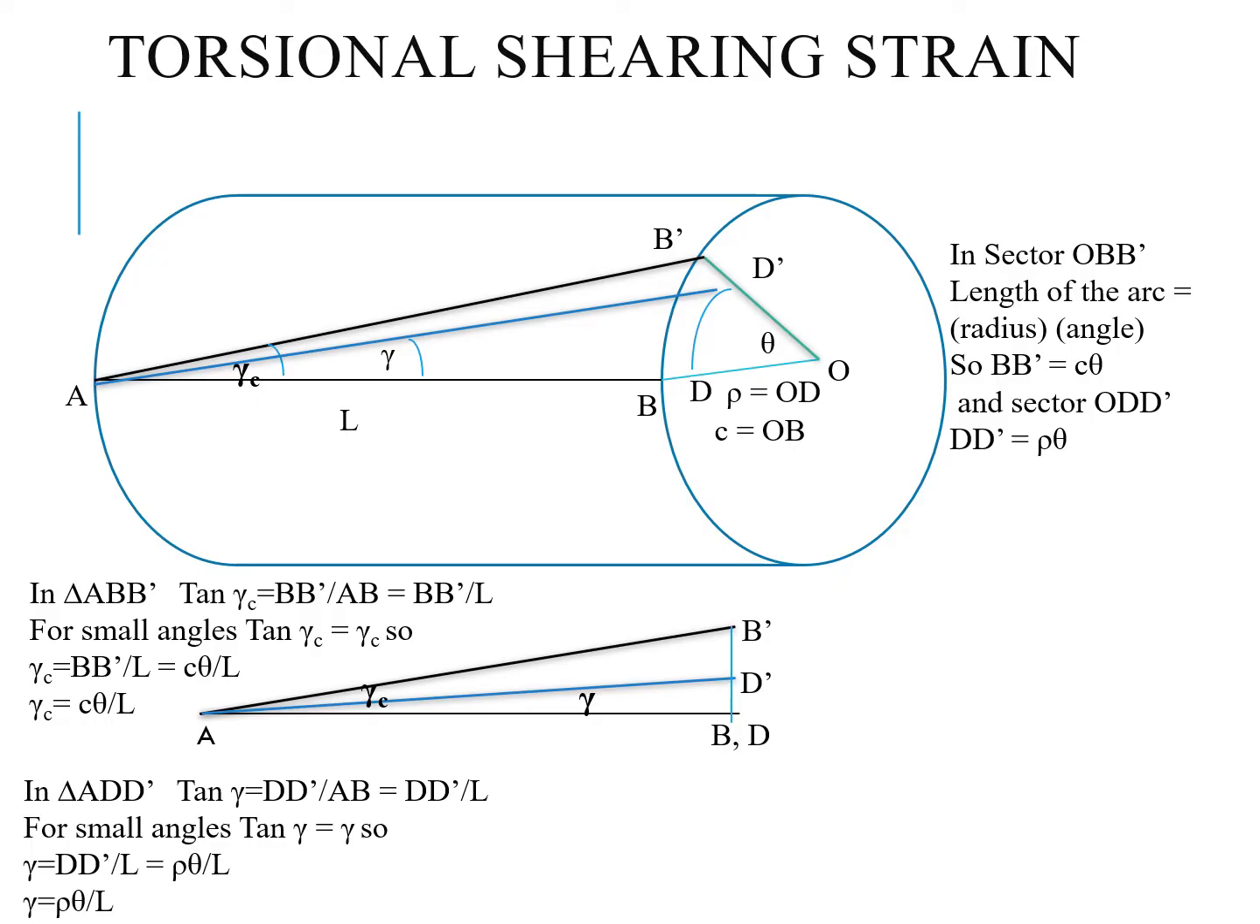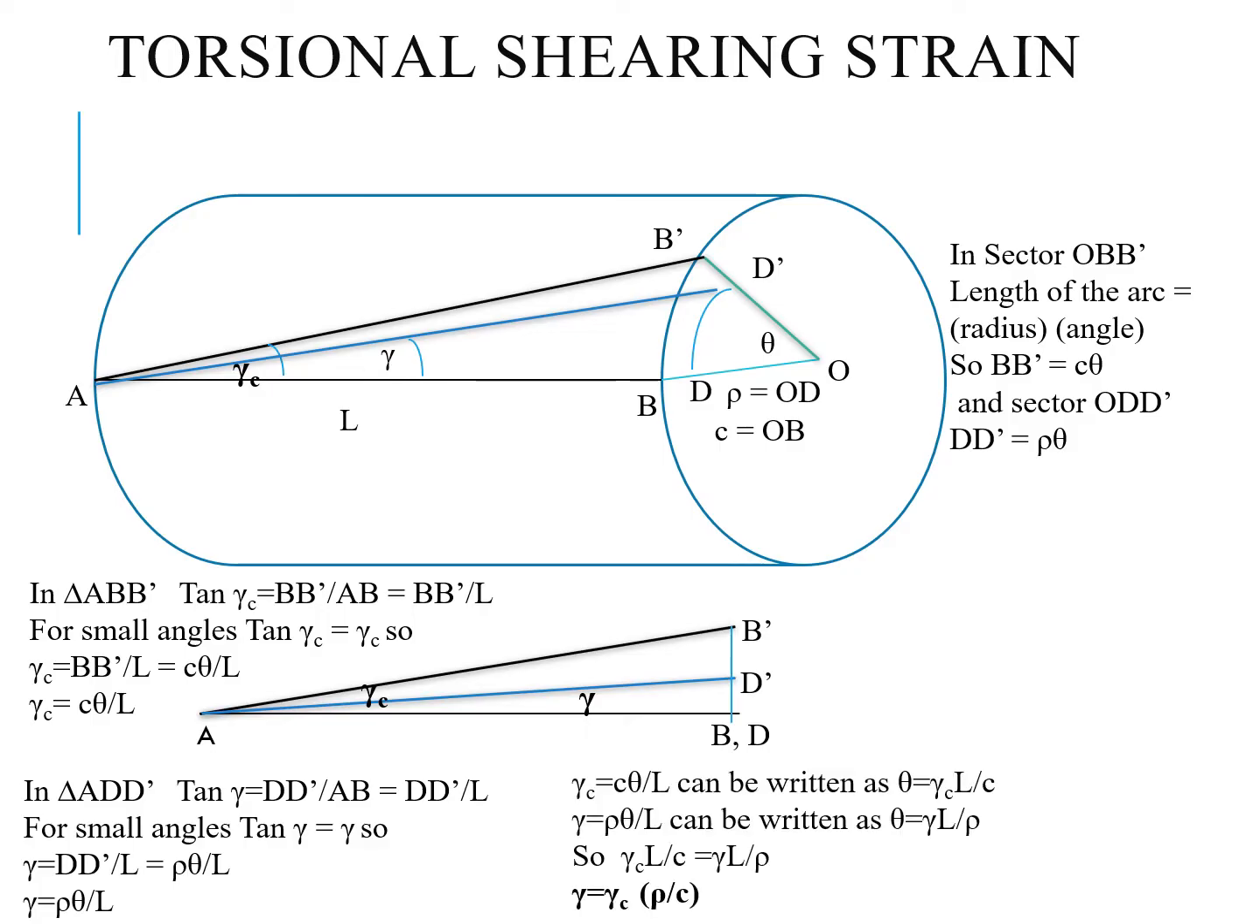In the same way, if we go to the triangle ADD dash, we have gamma equal to rho theta over L.